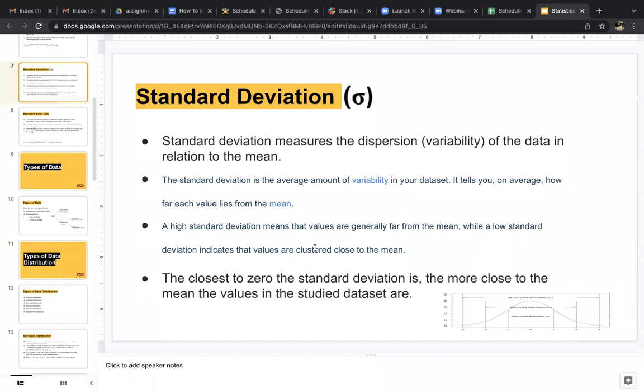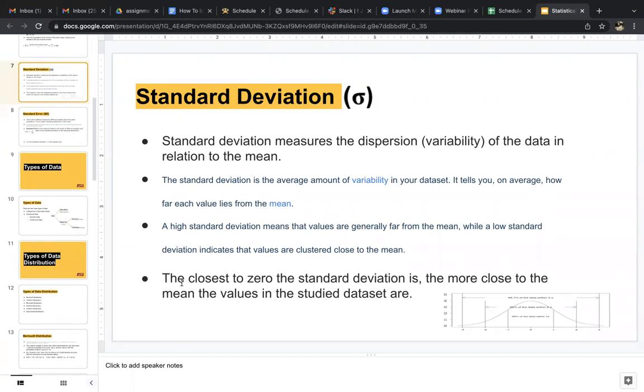A high standard deviation means that values are generally far from the mean, while a low standard deviation indicates that values are clustered close to the mean. So, in any given data set, you would always want your standard deviation to be as low as possible. A low standard deviation means that all your data is clustered about your mean.